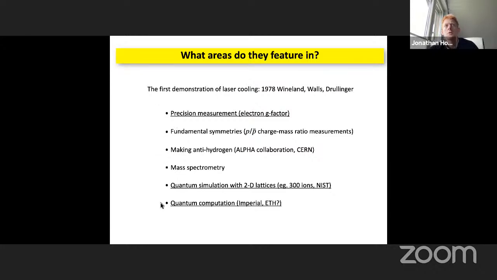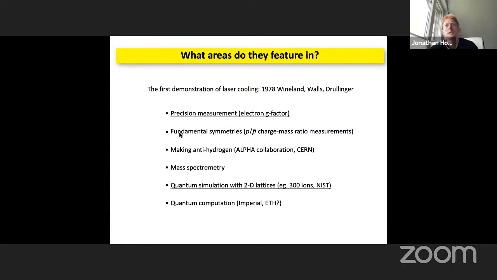So what's the use of them today? I just selected out a number of them. Maybe I've missed a few, but let me go through. One is in precision measurement, in particular tests of fundamental theories such as quantum electrodynamics. One classic measurement there has been of the g-factor of the electron, and I've underlined this line because I'll describe that measurement in a little bit of detail later.